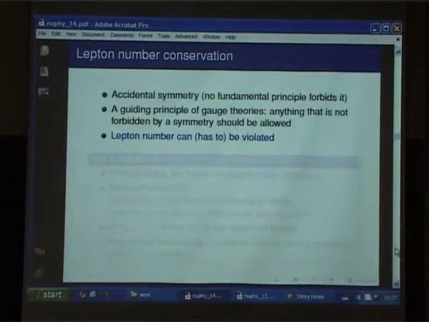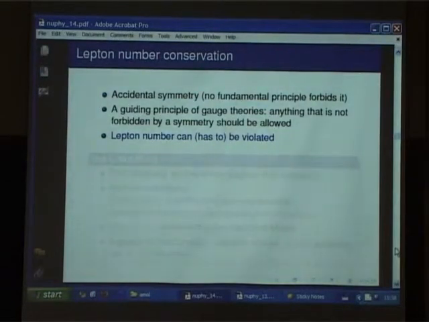Secondly, we can never write down any Feynman diagram in the standard model which violates lepton number. Everything we draw has conservation of lepton number. So in fact, we know we cannot write down such a diagram. However, when I told you what the standard model was, I didn't tell you about lepton number. Today is the first time we mentioned lepton number.